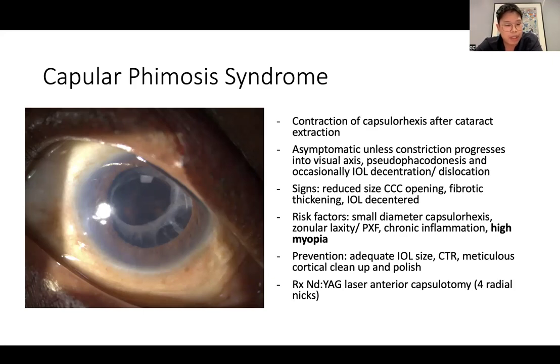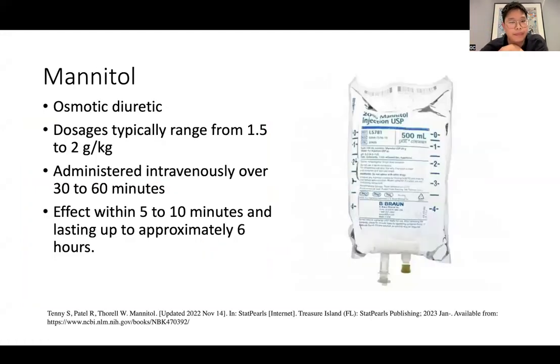The risk factors here are any cause of a small diameter capsular rhexis, PXF, or other causes of zonular laxity, which you can also see in high myopes. So this can be treated. What we can do is an ND-YAG laser capsulotomy, where we make radial nicks across the anterior face of that capsule. That can relax the capsule and stop the progressive contraction.